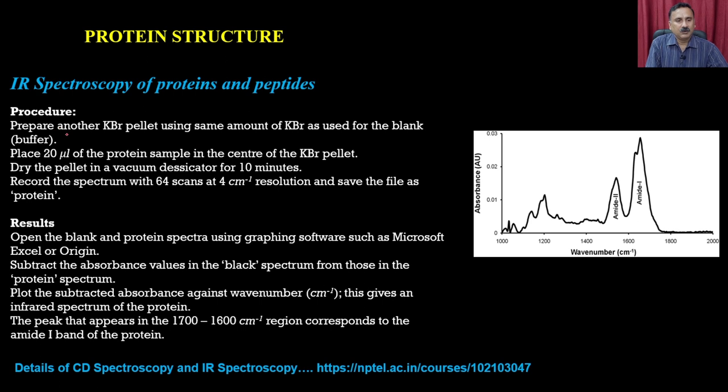So you prepare another KBr pellet using the same amount of KBr, and that will be the blank. Then you place 20 microliters of protein solution in the center of the KBr pellet. You dry the pellet in the vacuum desiccator for 10 minutes. Then you record the spectra with 64 scans and save the file as protein.